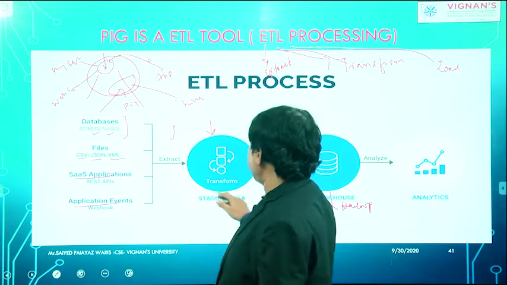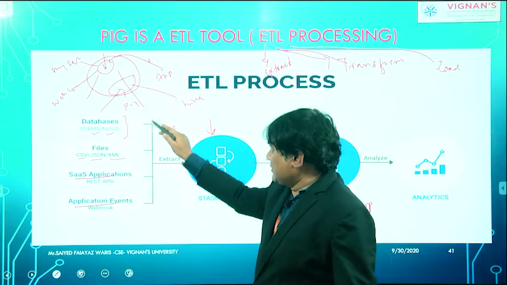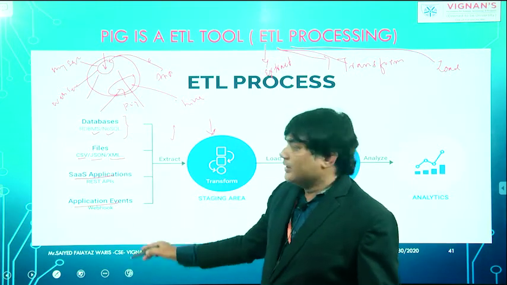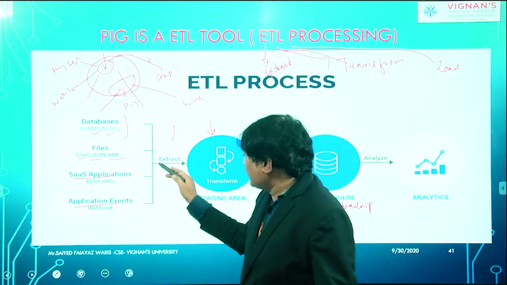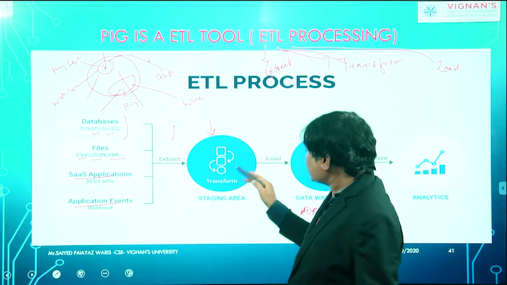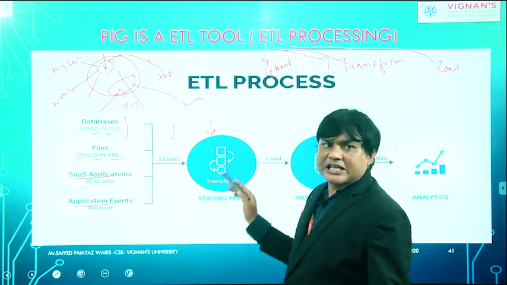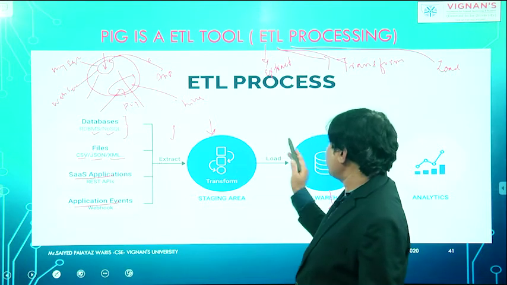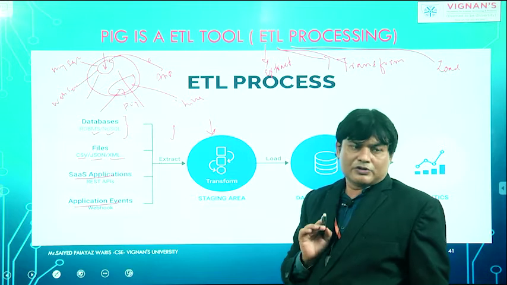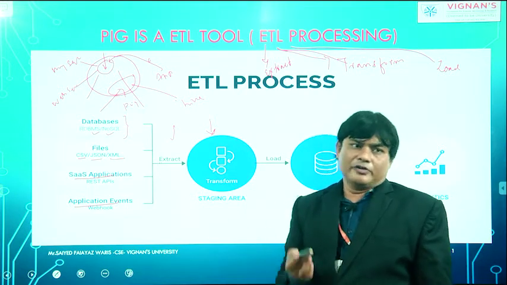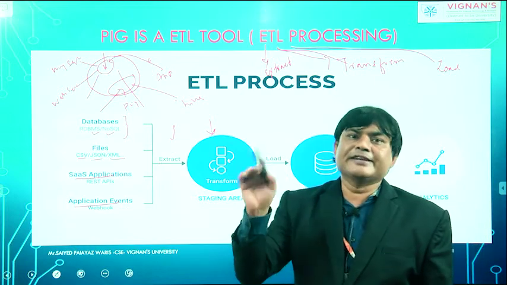So this is what happens. You are taking data from different sources. The data may be structured, semi-structured, or unstructured, and you bring it for transformation. Who can do the transformation? Pig will do the transformation, and after that it will store the result back to the data warehouse. What is the data warehouse for us? You can say Hadoop is a kind of data warehouse. We are going to place the data there itself.